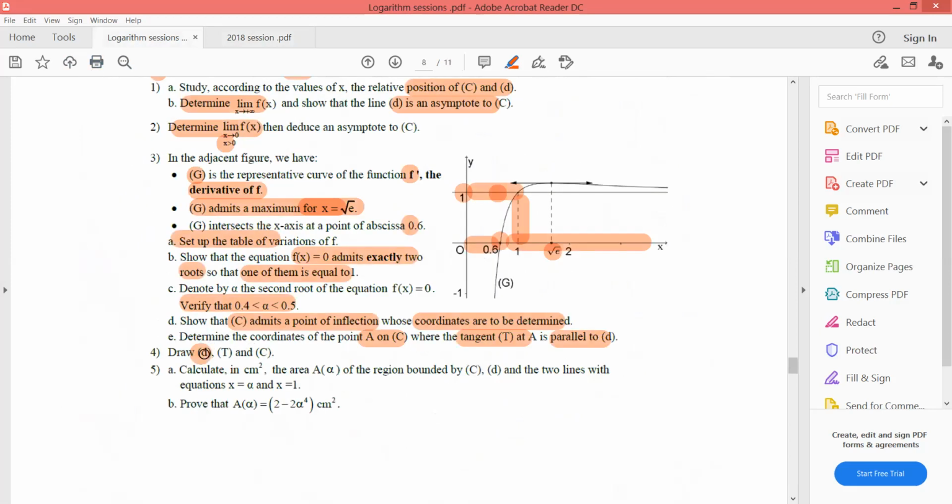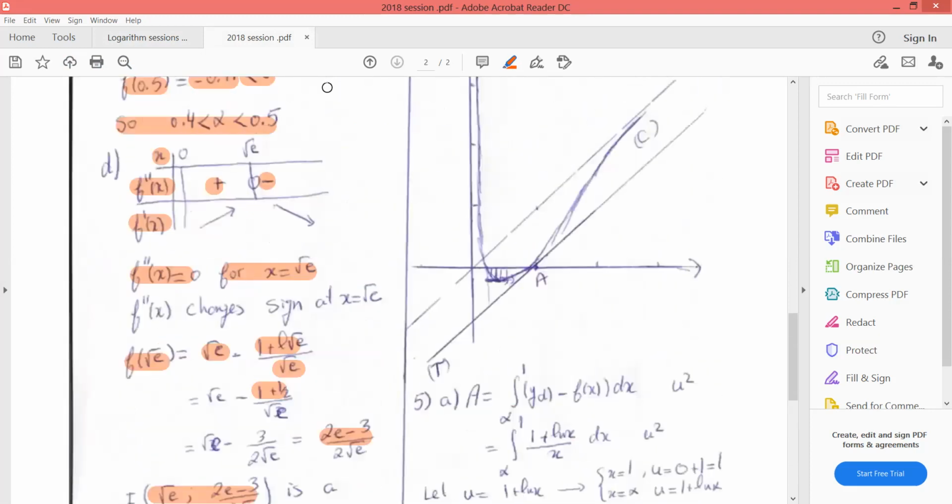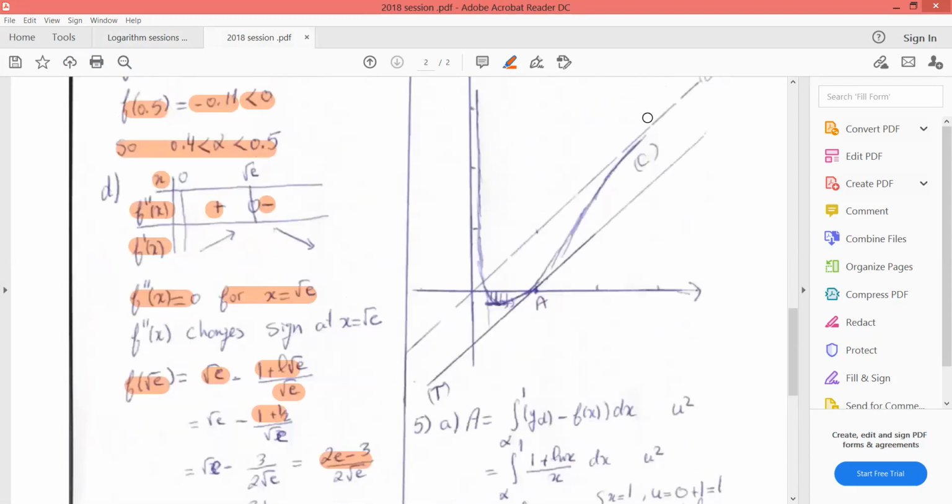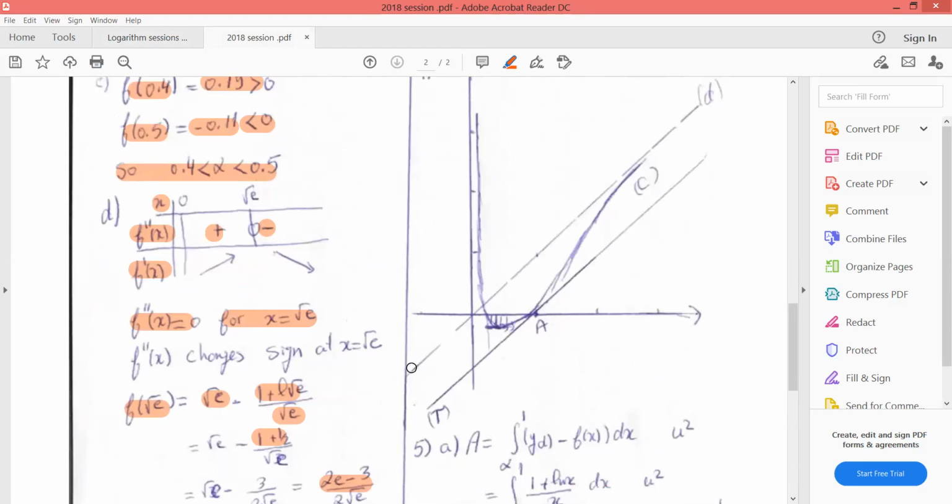Draw D, T, and C. Line D is y equal x. This is the oblique asymptote, y equal x. For the tangent, I locate A. Here I took every 2 centimeters as 1 unit. A is (1, 0) here. And I draw a line parallel to D, because the tangent at A is parallel to D. This is the tangent.